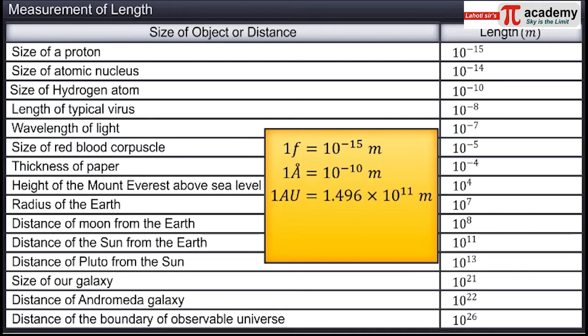Astronomical unit, denoted by AU, that measures the average distance of the Sun from the Earth, which is equal to 1.496 × 10^11 meter. Light year, denoted by small letters ly, which is equal to 9.46 × 10^15 meter. A light year is the distance that light travels with velocity of 3 × 10^8 meter per second in 1 year.